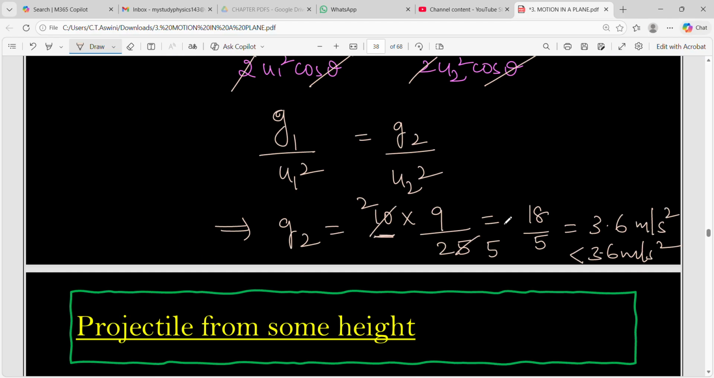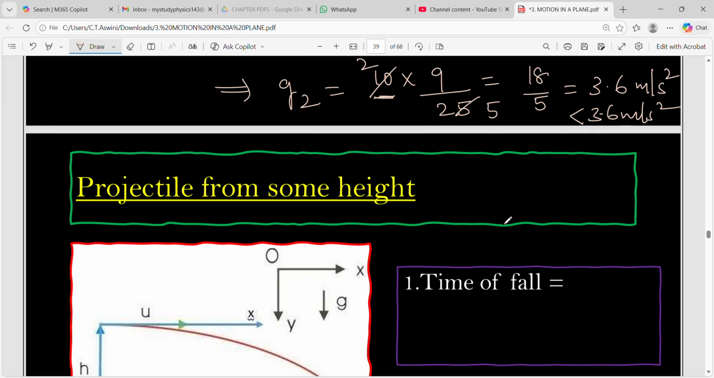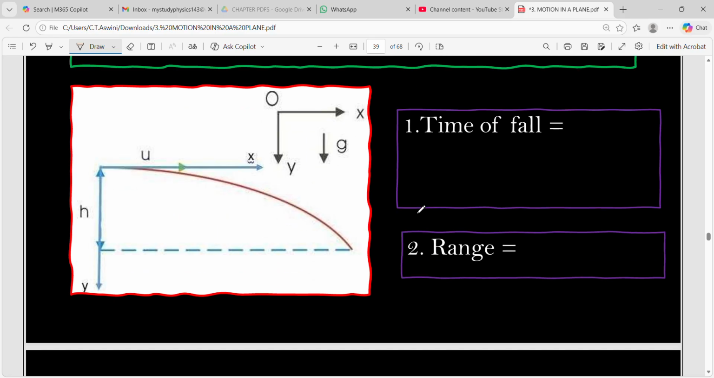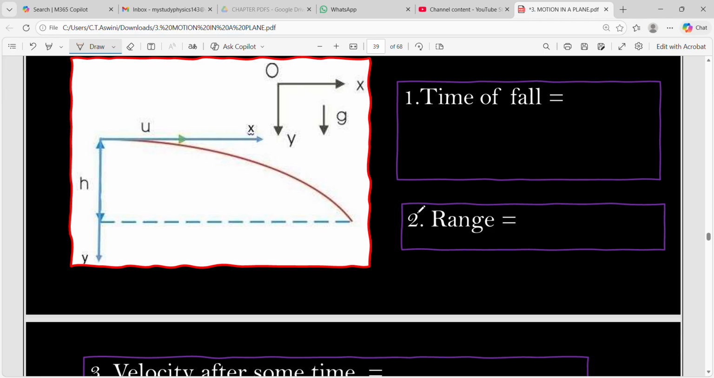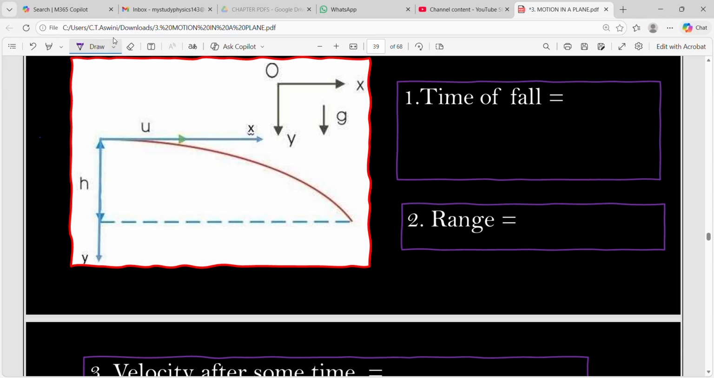I hope you have understood this trajectory and how to do the problems, right? Now we'll move on to the next topic, projection from a certain height. So this is the diagram. I want you to observe it carefully. This is the ground, horizontal. At a certain height from the ground, a projectile is taken and it is projected with initial velocity u meters per second.